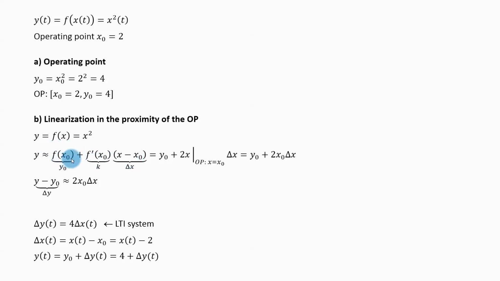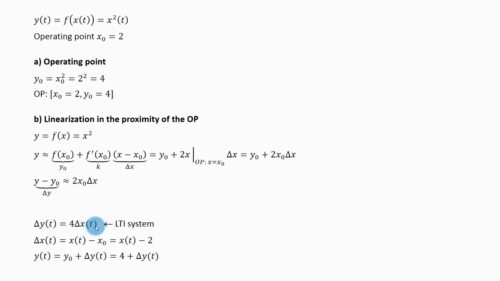This is equal to the operating point at the output, this y sub 0, and the derivative of this function is 2x. And I need to evaluate this at the operating point when x is equal to x0. And I can substitute x sub 0 here, which will give me this. Here I can take this term and put it to the left-hand side, which will give me this. And here I can denote this difference between the output and the operating point as delta y, and also I can substitute the specific value for this operating point at the input, which will give me this equation.